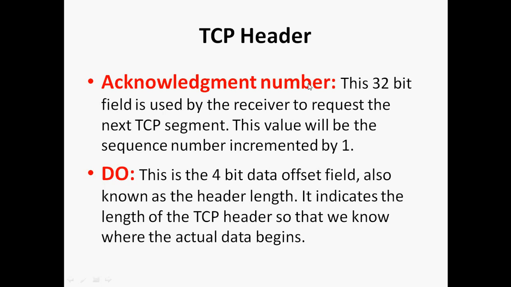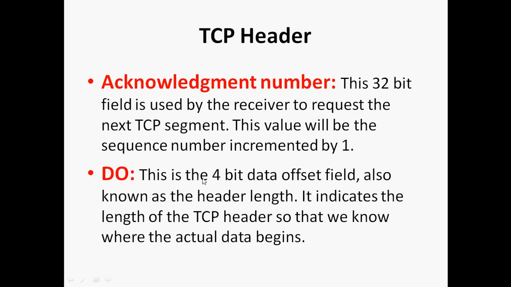This 32-bit field is used by the receiver to request the next TCP segment. This value will be the sequence number incremented by 1. So the acknowledgement number is used by the receiver to request the next TCP segment from the sender. Whenever we receive the sequence number, we have to acknowledge it with plus 1. That's why they're mentioning it here. Next to that, DO.